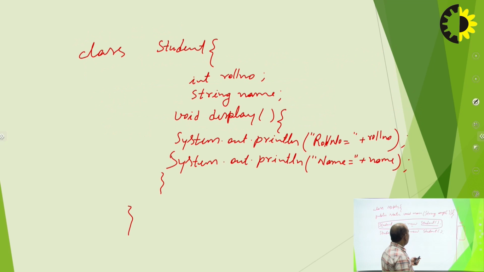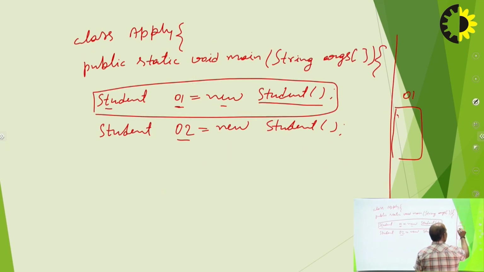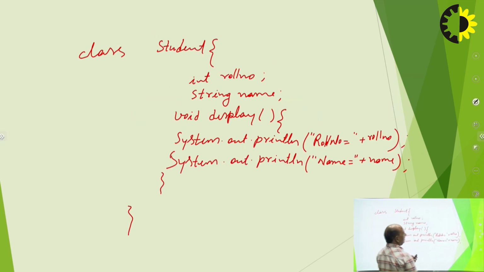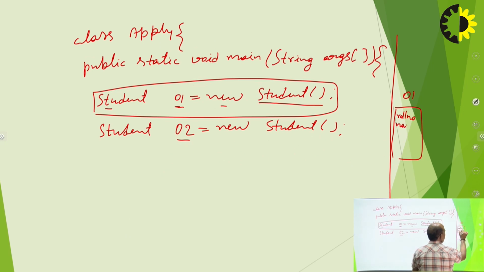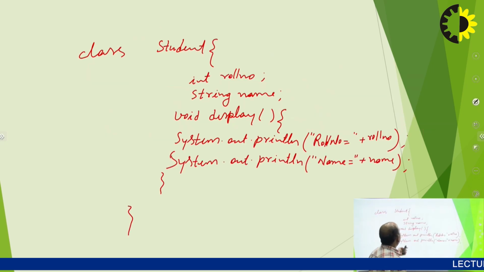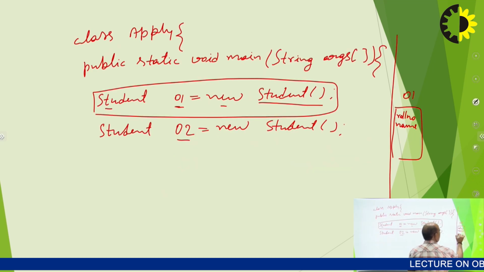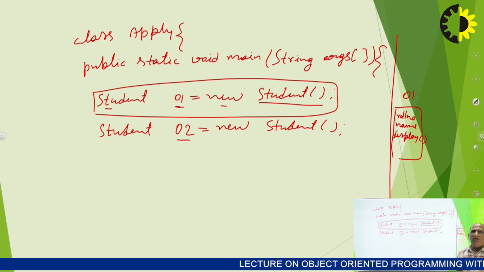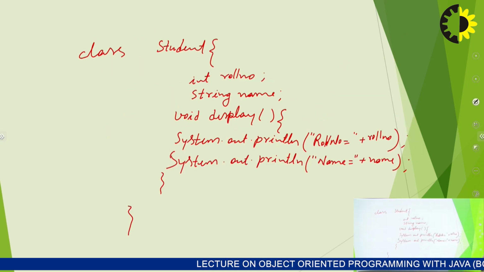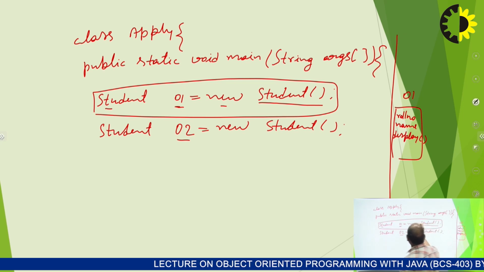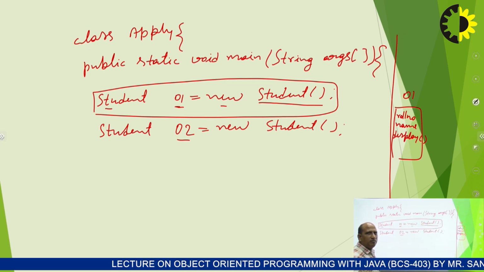Means this Student class has roll number, so this O1 has roll number. Then this class has name, so this O1 has name. It has a display function, so this O1 has a display function. Means this O1 has instances of all the members of the previous class, because we have created the object of that class.